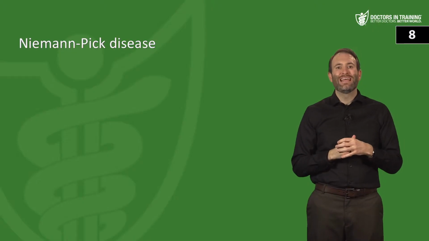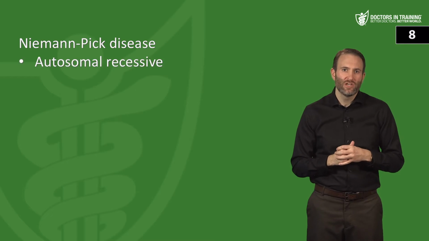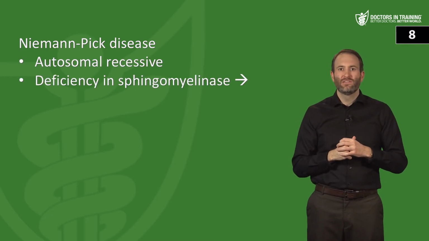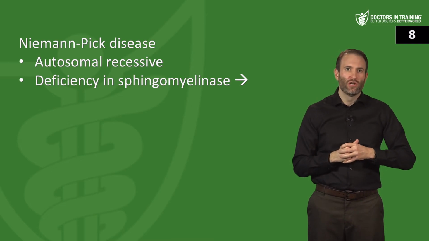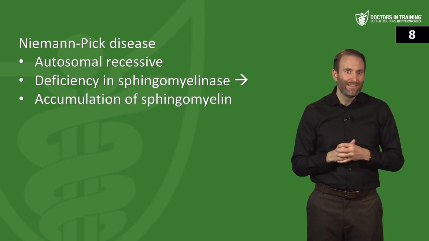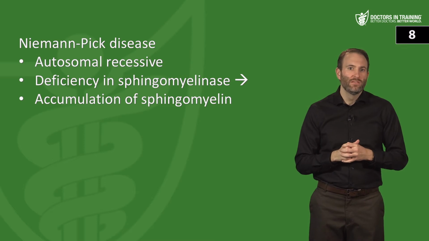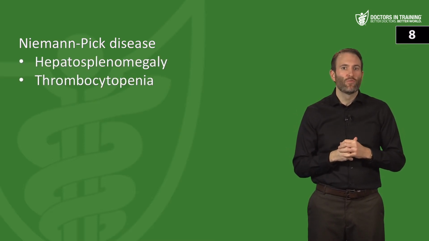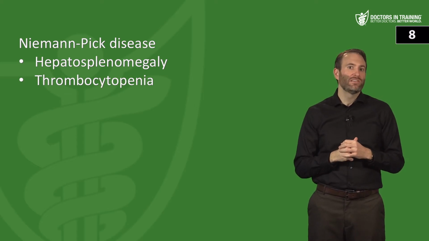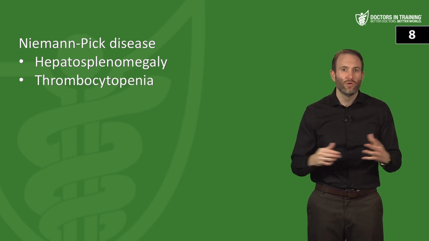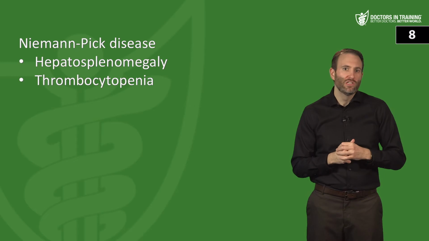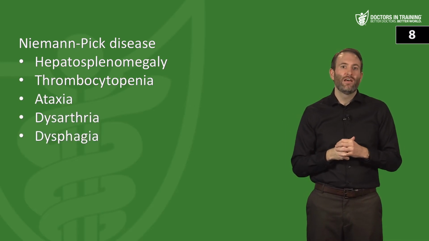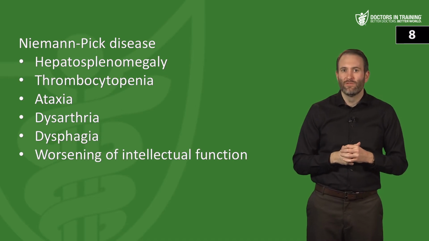The next thing we're going to talk about is Niemann-Pick disease. So this is an autosomal recessive disease again, and the deficient enzyme is sphingomyelinase. So you're going to accumulate sphingomyelin. Now again, this is a lipid-like substance. So like in Gaucher's disease, we see hepatosplenomegaly and thrombocytopenia. Niemann-Pick has a lot of accumulation in the CNS, including the cerebellum, which leads to ataxia, dysarthria, and dysphagia. Patients will have a gradual worsening of intellectual function as well.